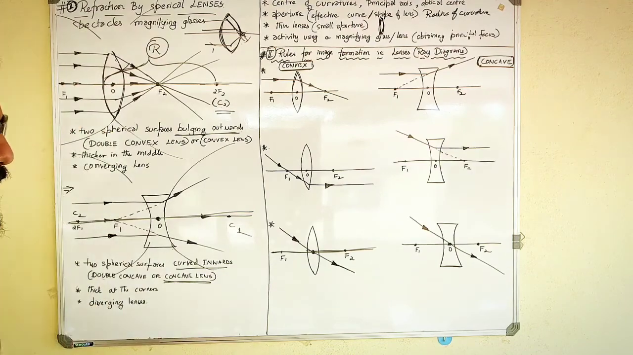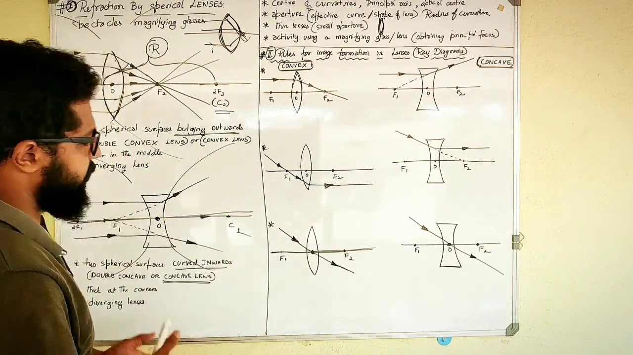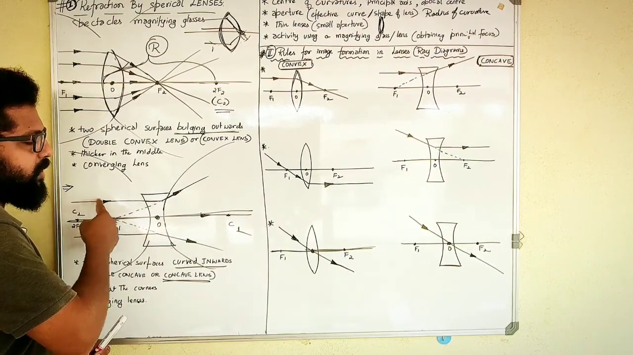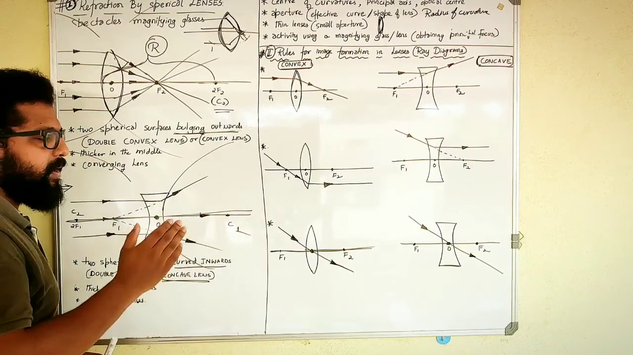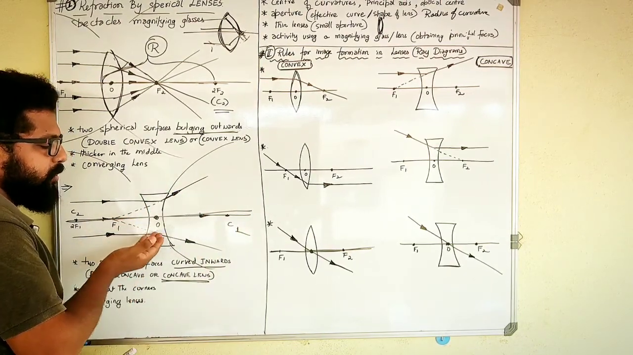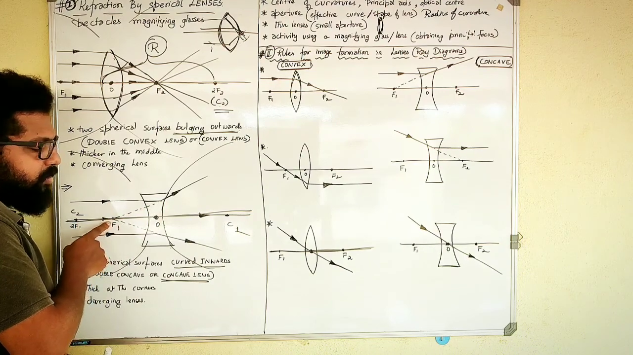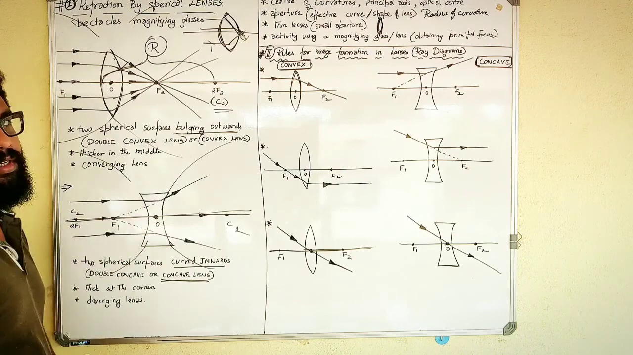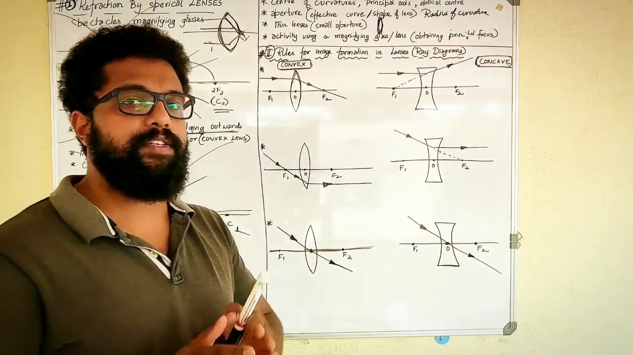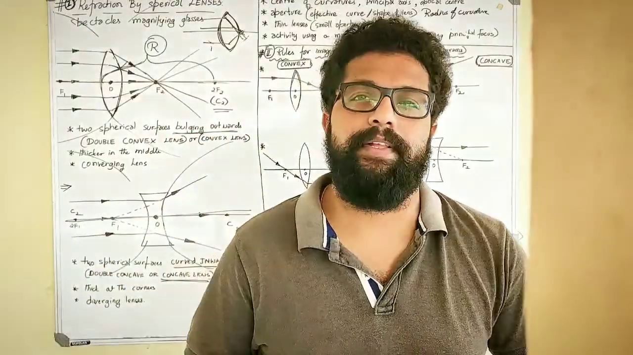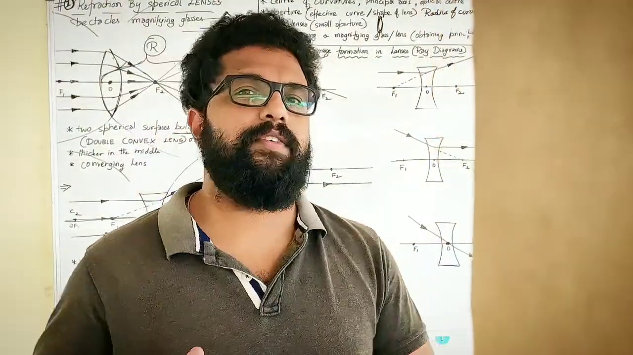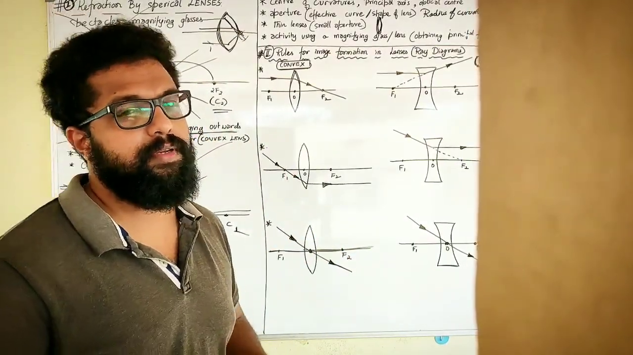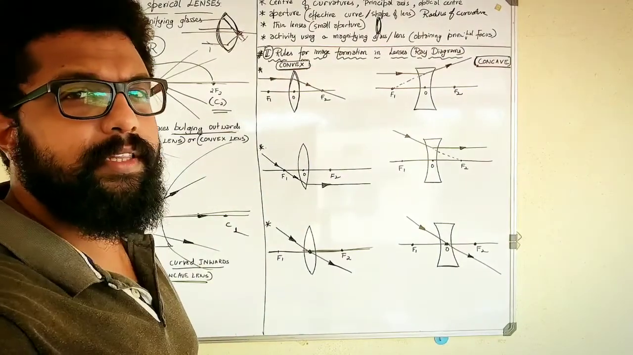Now you can ask whether a concave lens also has a principal focus. Yes, a concave lens also has a principal focus. Light rays diverge, I agree, but if I imagine them meeting in the opposite direction, that meeting point is going to form a principal focus. So they appear to diverge from a point, and that point is called the principal focus of a concave lens. Whereas in a convex lens, it actually forms the principal focus directly.